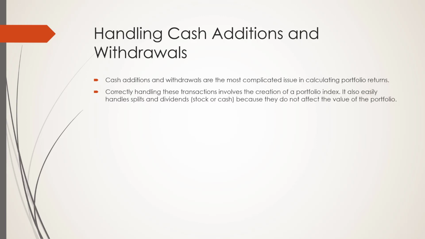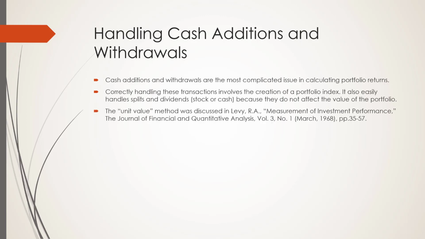So the way that we're going to do this is we're going to create what you might call a portfolio index. And this is automatically going to handle splits and dividends because they don't affect the total value of the portfolio. So remember, when a company pays a dividend, the stock price will go down by the amount of the dividend per share. So the total value of the stock should be unchanged unless there's something else going on, right? So the dividend itself has no impact on the value but there may be other things at the same time that do affect the value.